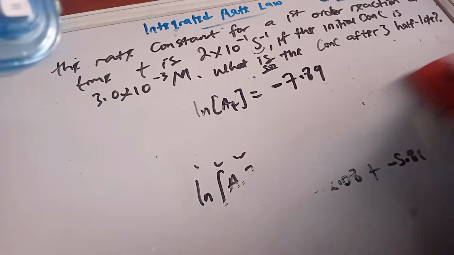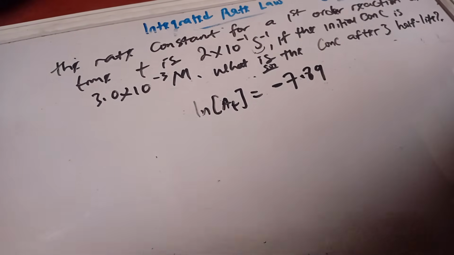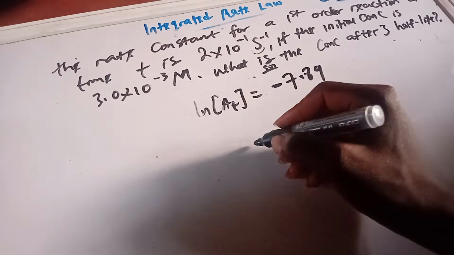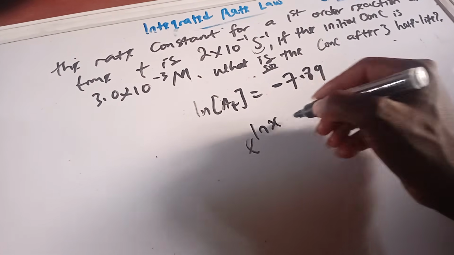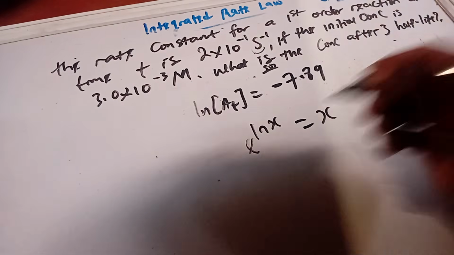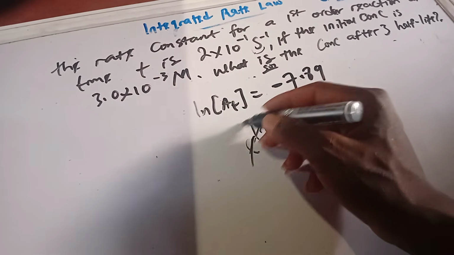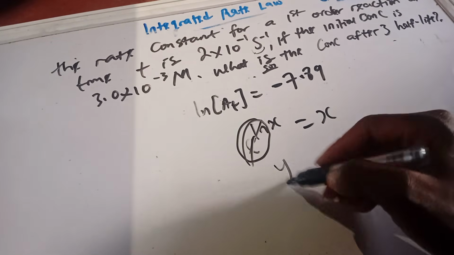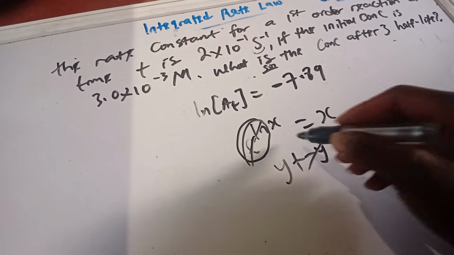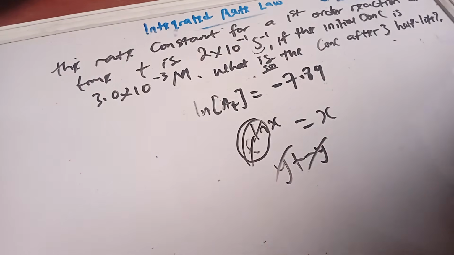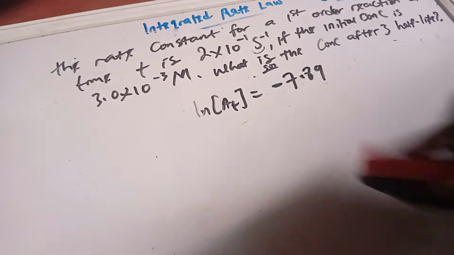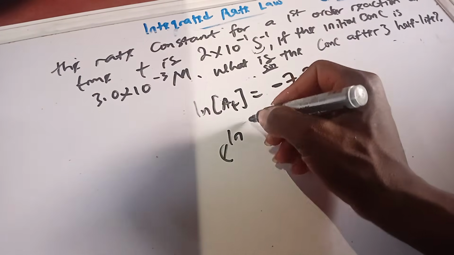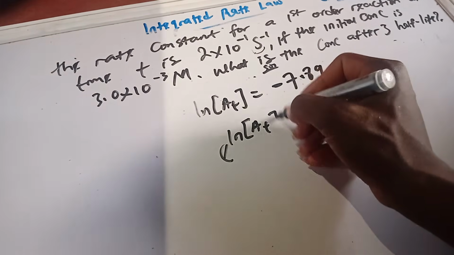So how do we find At now? Here we have ln At equals this, so you take the exponent of both sides. In mathematics, e raised to the power ln x is equal to x. The e and ln cancel, they are opposites of each other, just like saying y plus minus y, so they cancel. It will remain x. So how do we get At here? By saying e raised to the power ln At.